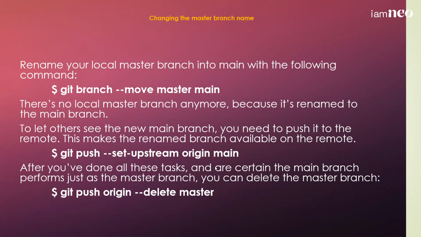After you have done all these tasks and are certain the main branch performs just as the master branch, you can delete the master branch. Actually, when you rename to main, the original master branch will also still be available. Since two copies are there, you can delete the old master branch. To do that, run git push origin --delete master. Origin means the remote. So the old branch will be totally removed here.